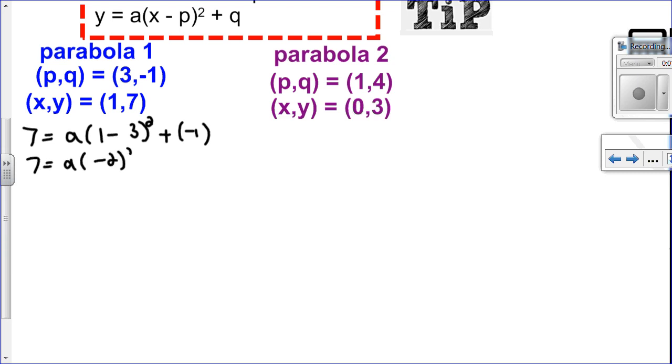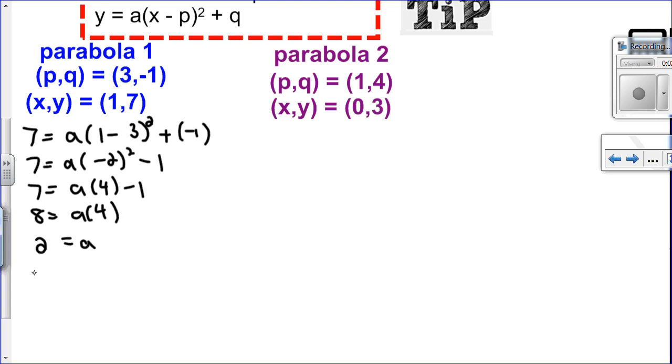1 take away 3 is -2. -2 times -2 is 4. Add 1 to both sides. Divide both sides by 4 and I get an a value of 2. So my first equation is y equals 2 times (x minus 3) squared minus 1.